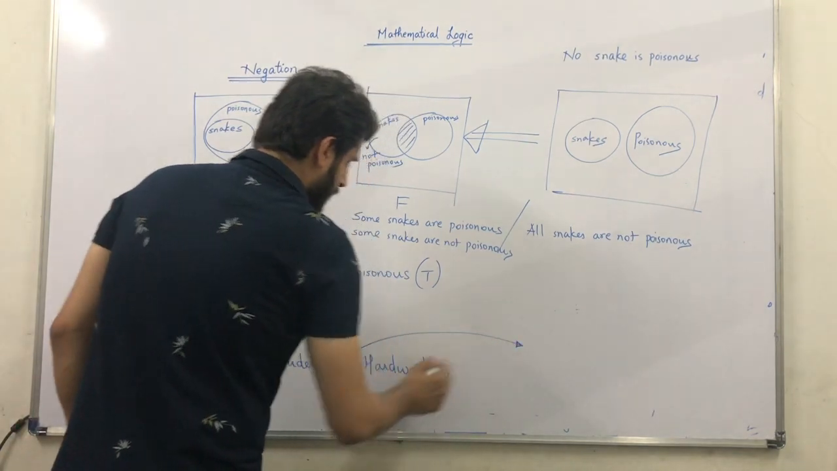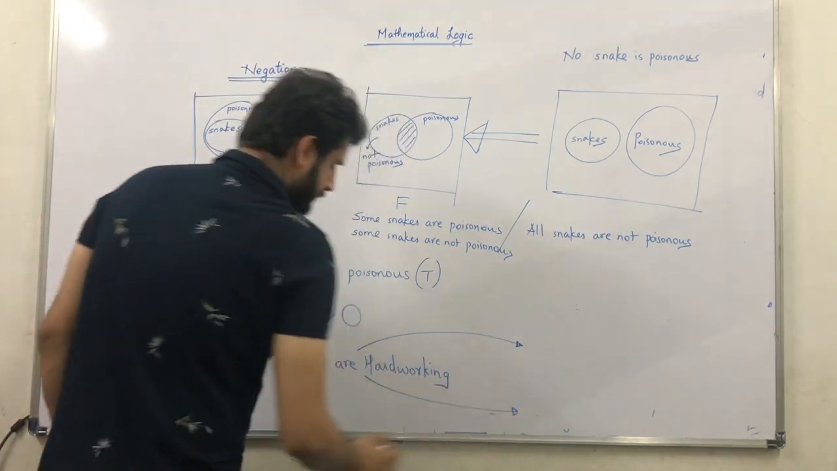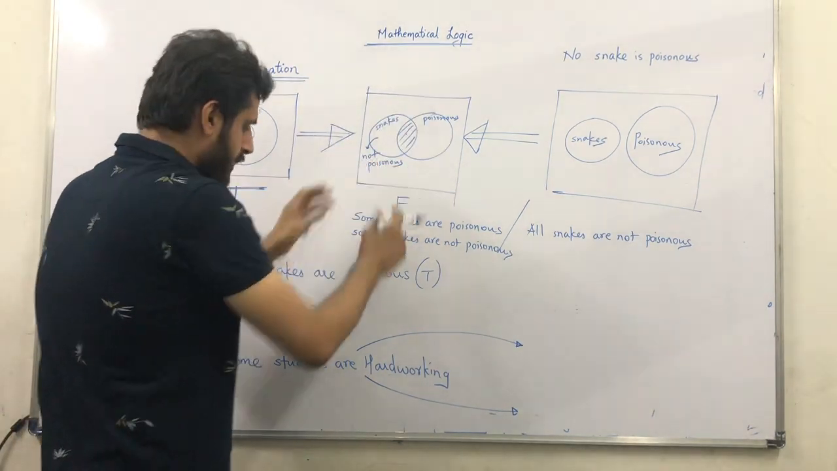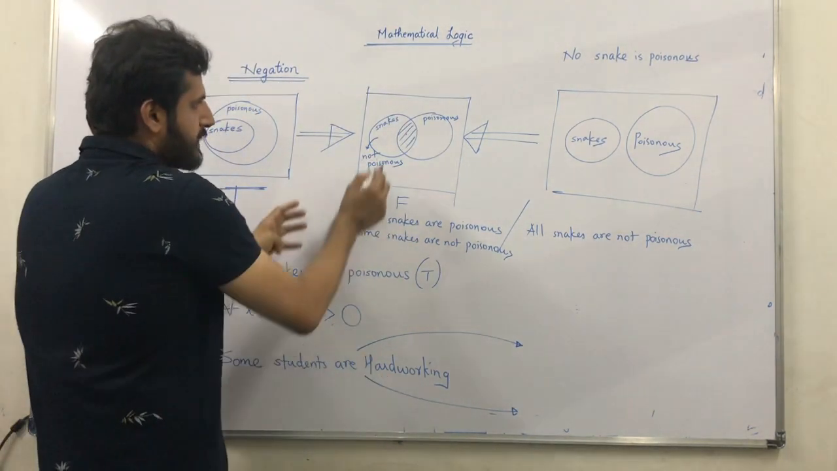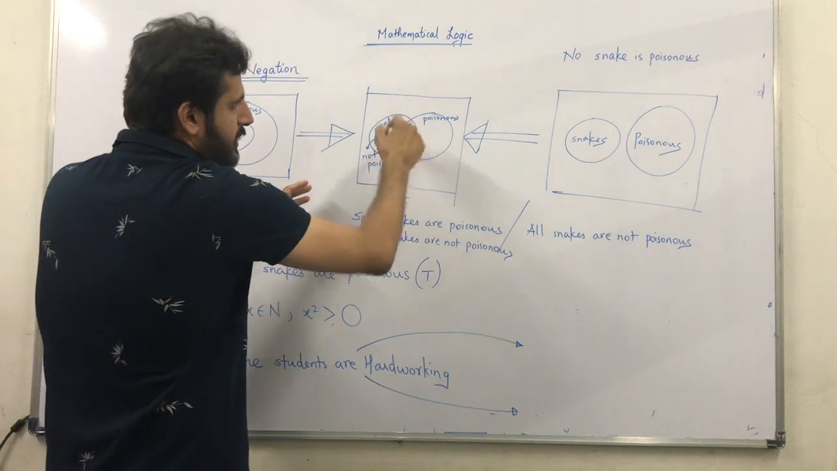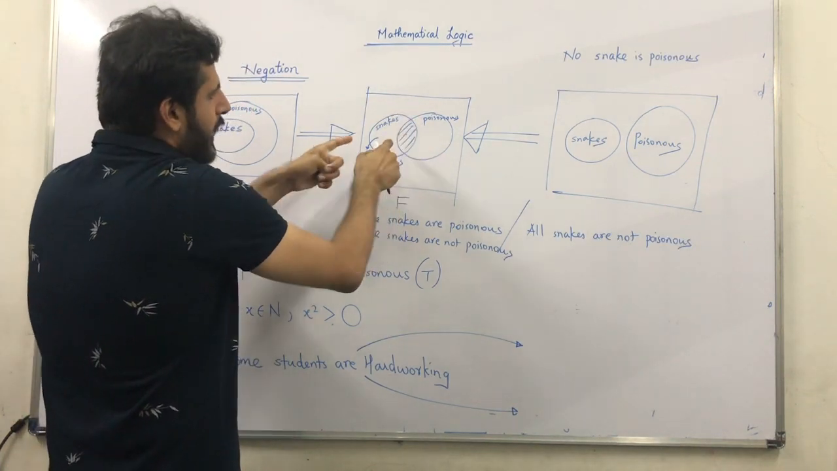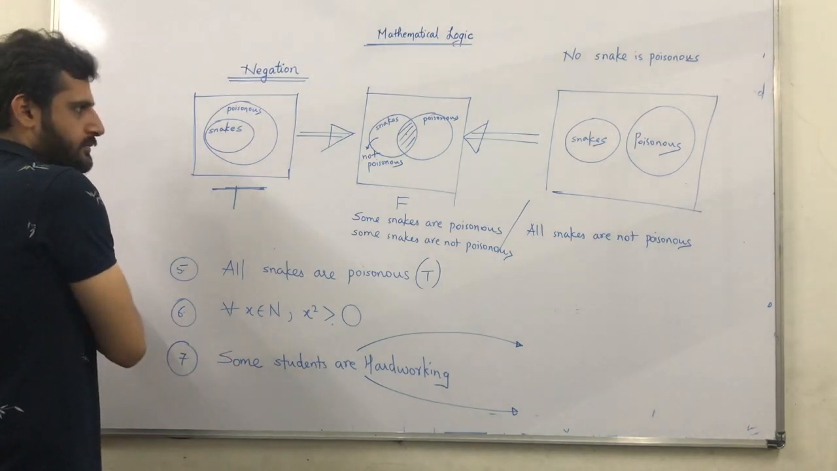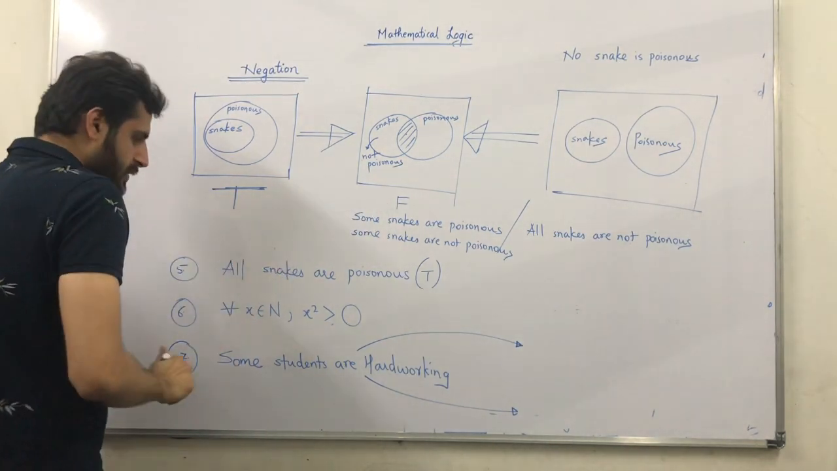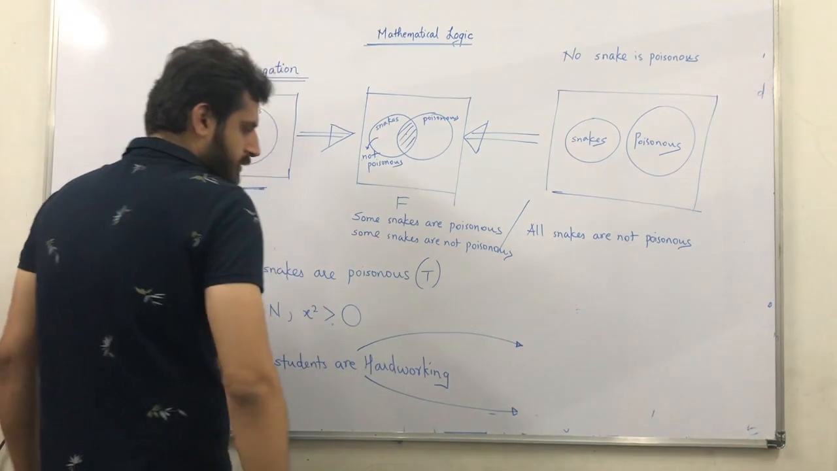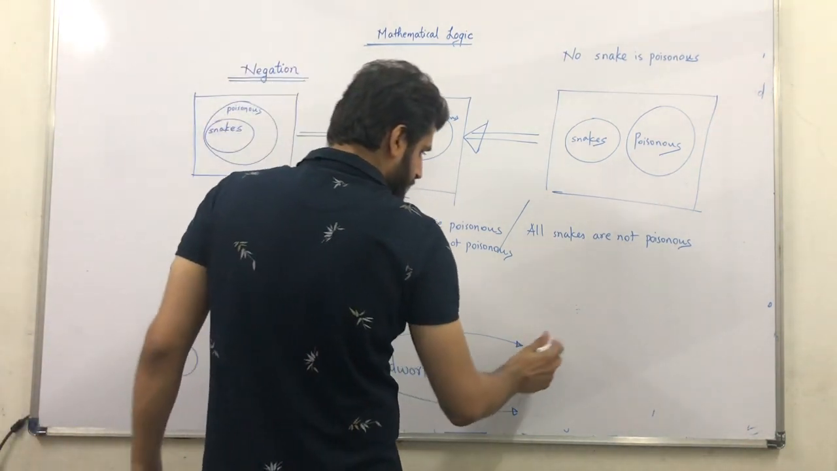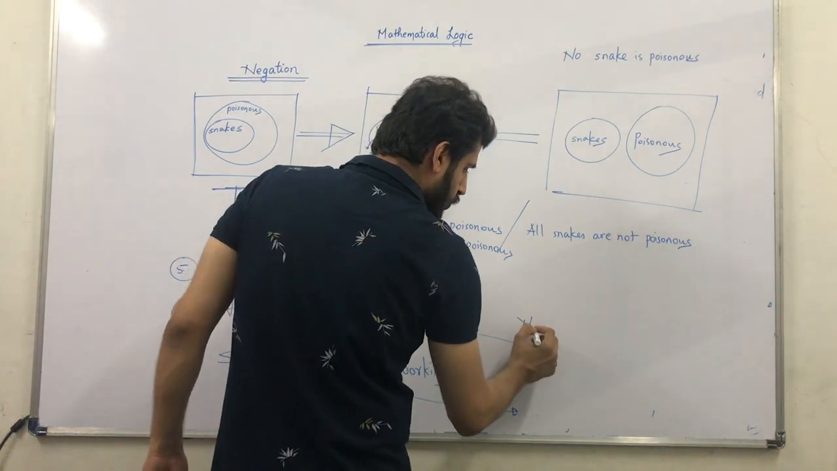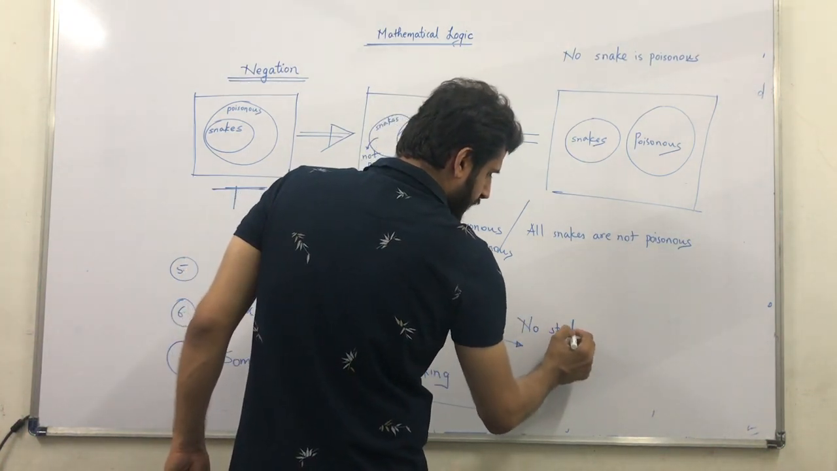Some students are hardworking. You can say the negation of this, right? Some students are hardworking means there will be a set of students, there will be a set of hardworking people, and there will be an intersection where some students are hardworking and some are not. It is this type of statement. So I want to write the opposite of that, right? I want to make a false statement out of this now. So the statement will be: no student is hardworking. You can take this.